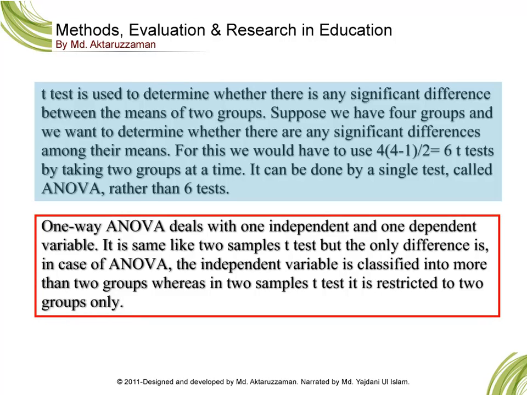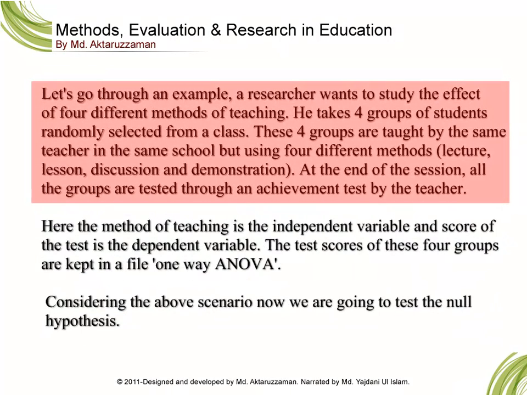One-way ANOVA deals with one independent and one dependent variable. It is the same as a two sample t-test, but the only difference is, in case of ANOVA, the independent variable is classified into more than two groups, whereas in two sample t-test, it is restricted to two groups only. Let's go through an example to clear out your confusion.